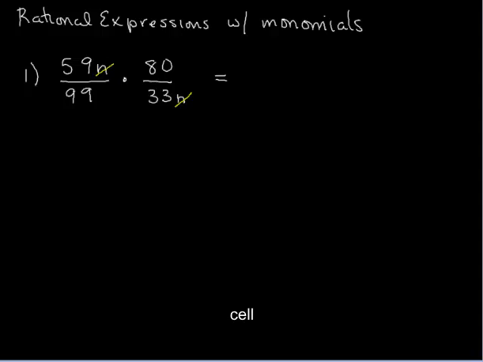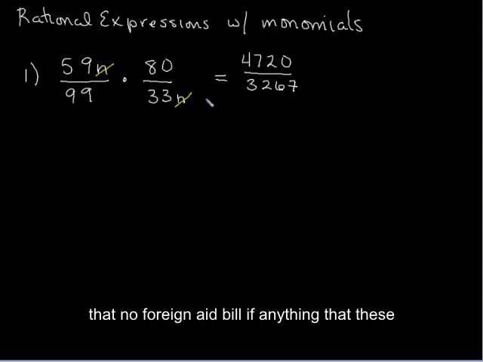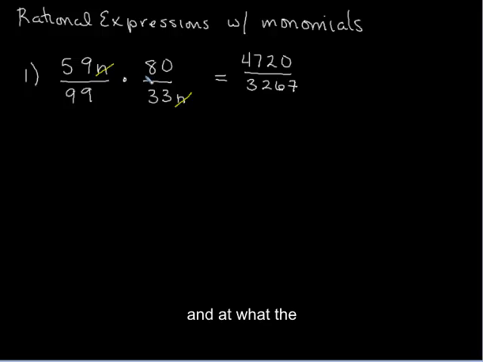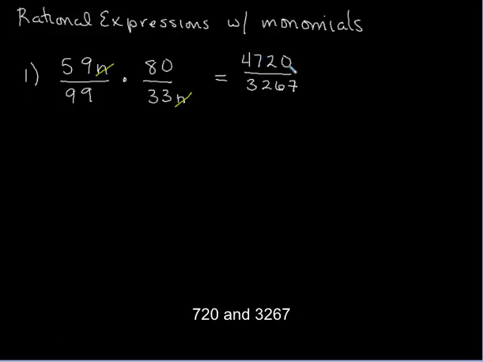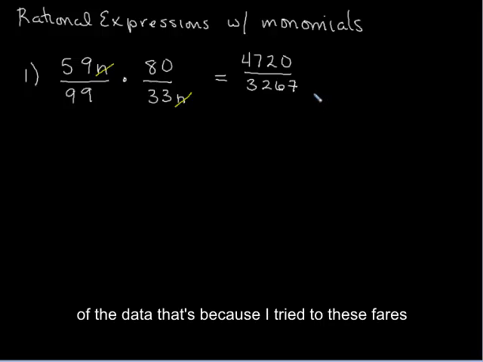Because I figured out beforehand if there was anything that these crosses had in common and there wasn't, I already know that this isn't going to reduce. So I don't have to go trying to find things that will go into both 4,720 and 3,267. That's just going to be the answer and I'll be done. That's because I tried to reduce first.